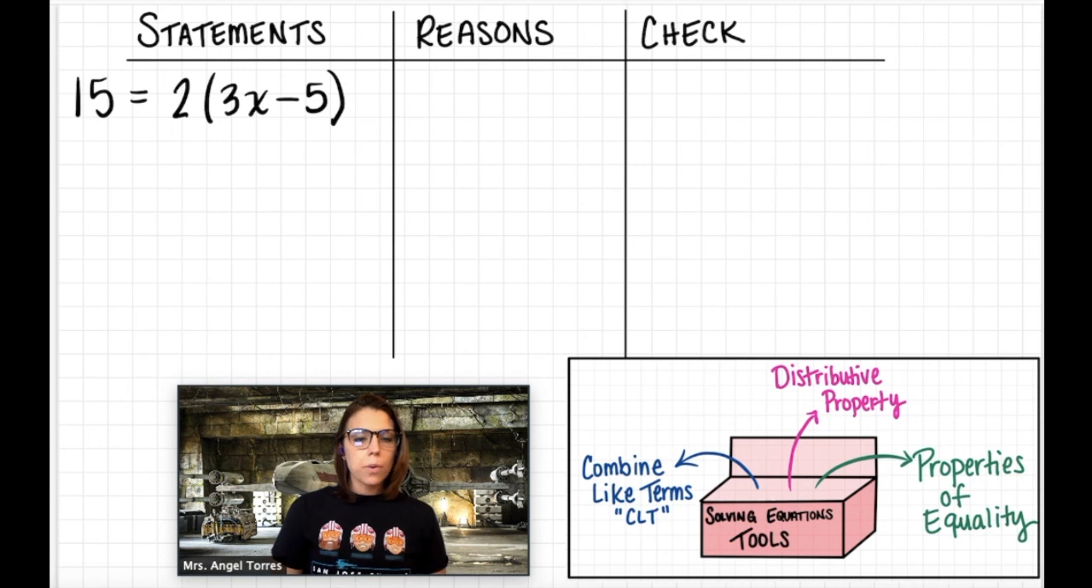So we now have an equation: 15 equals 2 times the group of 3x minus 5. Go ahead and copy down this equation now.